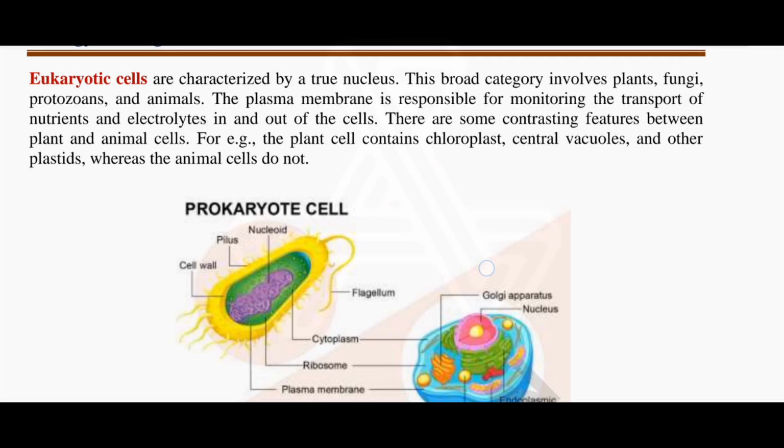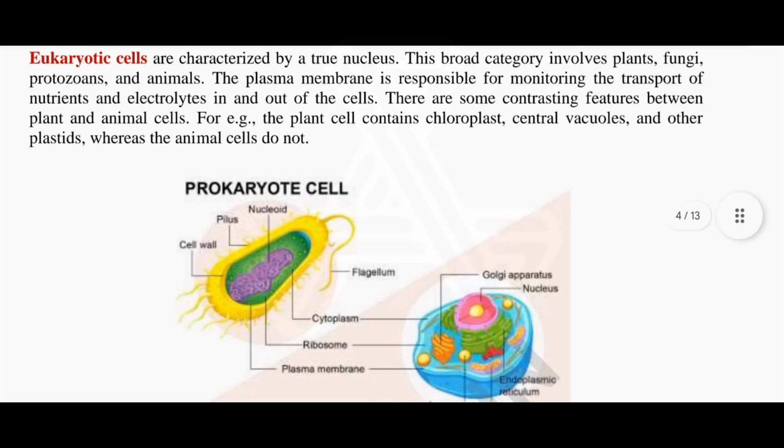Eukaryotic cells are characterized by a true nucleus. This broad category involves plants, fungi, protozoans, and animals. The plasma membrane is responsible for monitoring the transport of nutrients and electrolytes in and out of the cells. There are some contrasting features between plant and animal cells. For example, the plant cell contains chloroplast, central vacuole, and other plastids, whereas animal cells do not contain these.